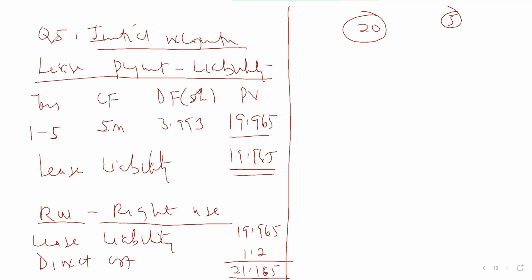So let's look at the subsequent measurement. For the subsequent measurement, the right of use must be depreciated.